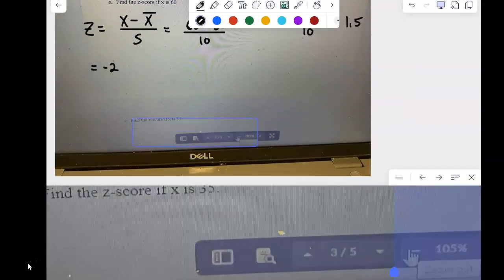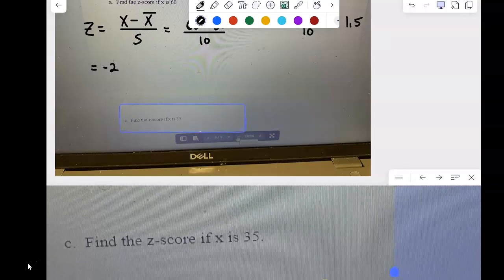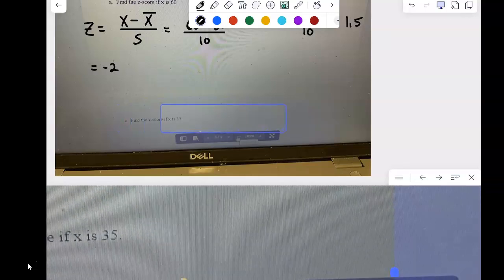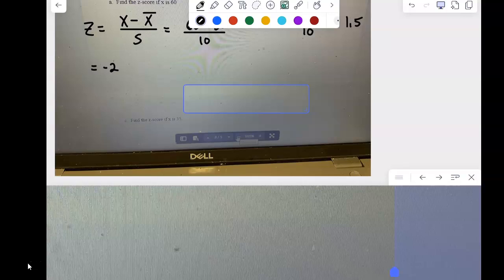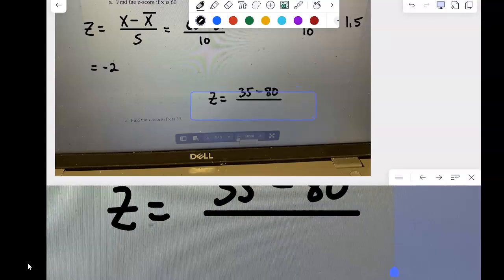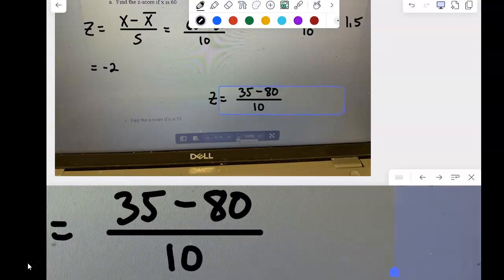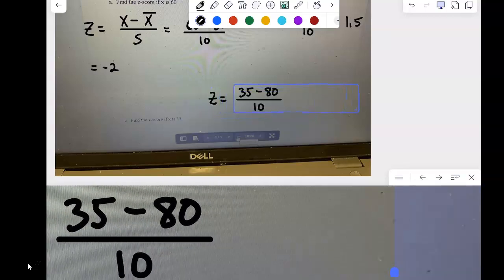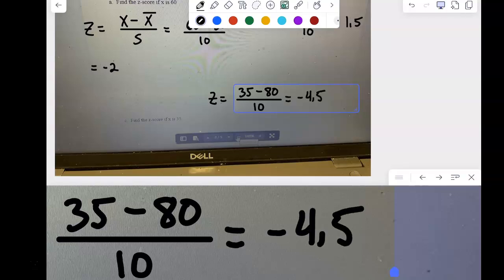And then finally, the last question is, find the z-score if x is 35. So we would do 35 minus the mean, which is 80, divided by the standard deviation, which is 10. That would give me negative 45 divided by 10, which will give me a z-score of negative 4.5.